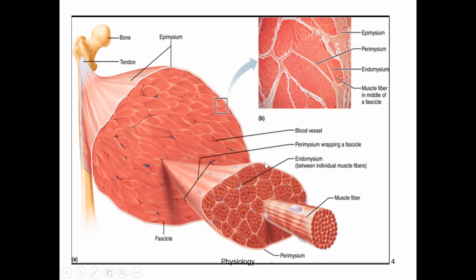The individual muscle fiber covering is called the endomysium, while the fascicle covering is called the perimysium. And the whole muscle covering, that is the covering of all the fascicles, is called the epimysium. So the endomysium, perimysium, and then epimysium. These are the coverings, or structure, of the muscle.